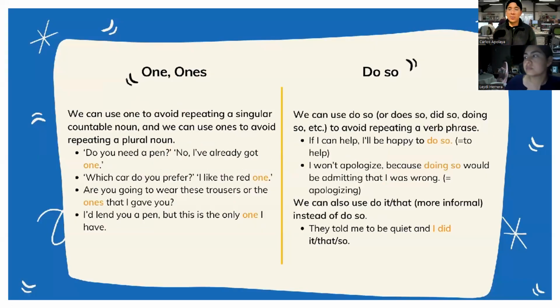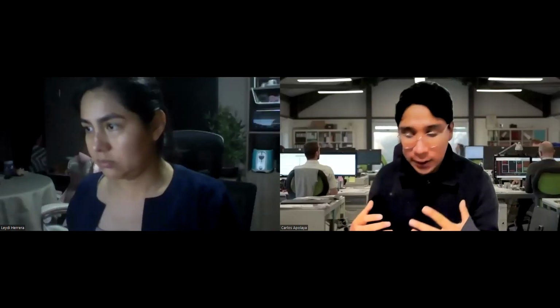Let's start with one and ones. You know one and ones? No. Okay, for example, imagine I'm selling a blue t-shirt and a red t-shirt. And I ask, which t-shirt do you want to buy? The blue t-shirt or the red t-shirt? Let me change the words. Which one do you want to buy? I don't say which t-shirt. And you say, I want to buy the blue one.